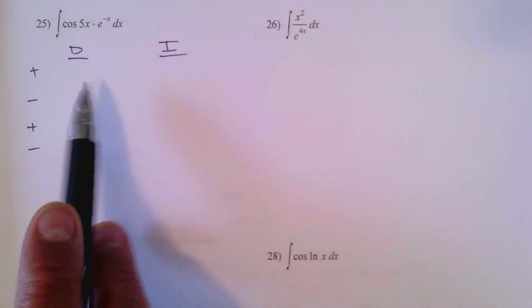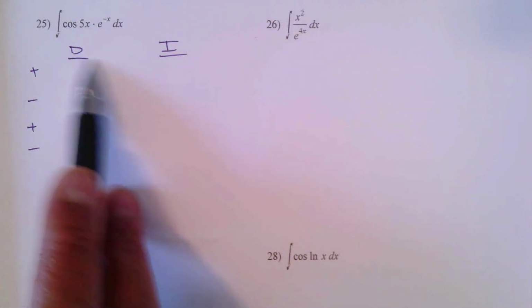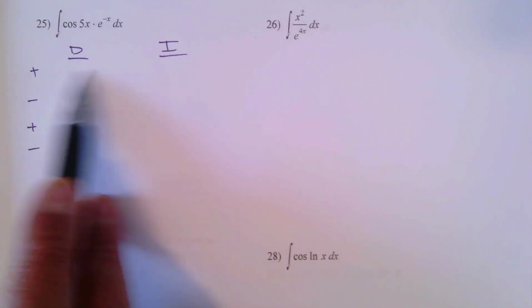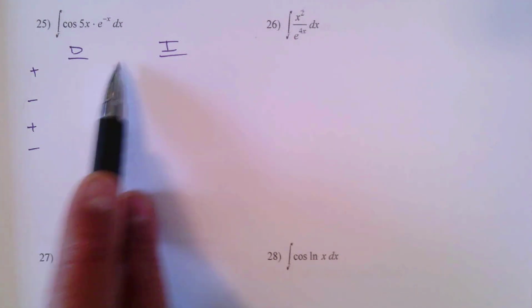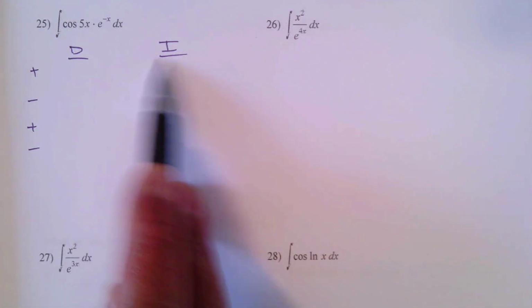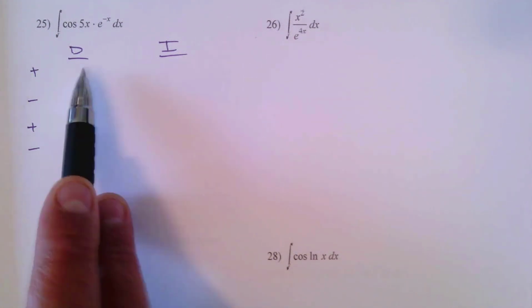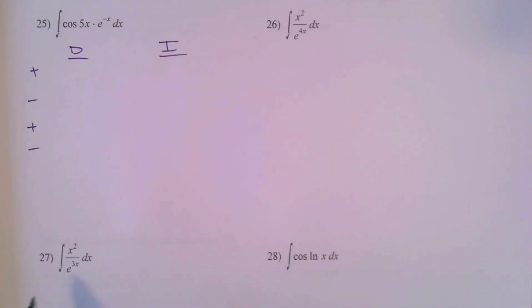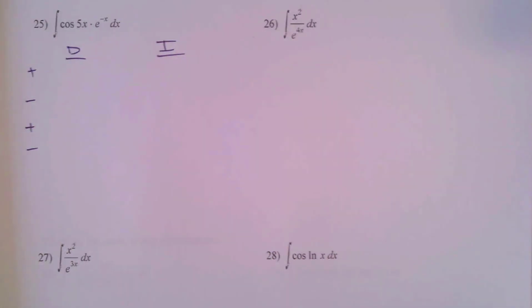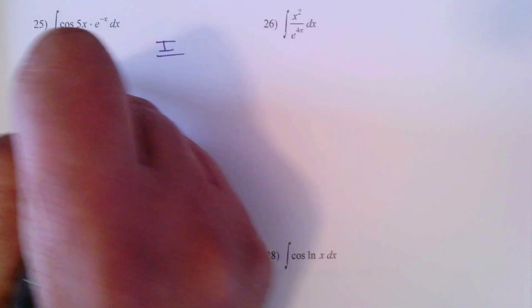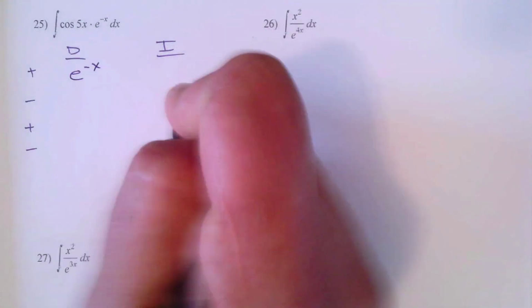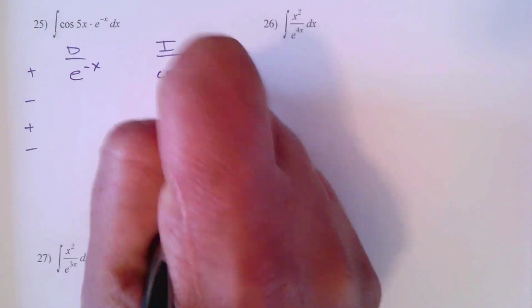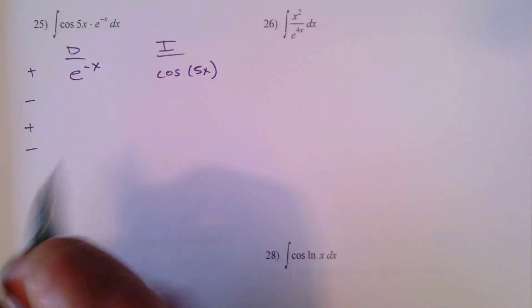In fact, in this one, you could choose to put the cosine under d, or you could put the e to the negative x under the d. So this one can be set up two different ways. You can put the cosine here and the e to negative x here, or you can put the e to negative x here and the cosine over here. And you're going to find out that you can solve it either way, I believe. So for me, I'm going to put e to negative x here and cosine of 5x over in this column.